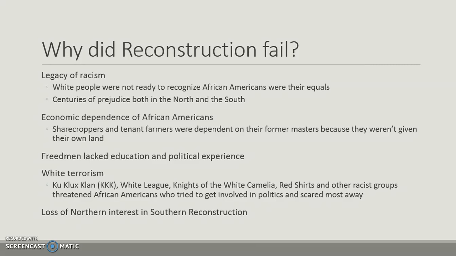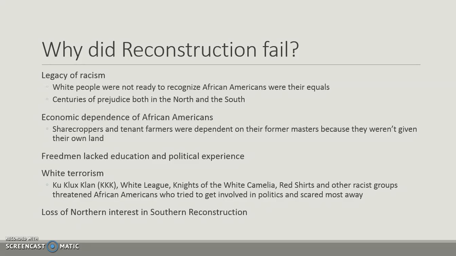The main goal of these racist groups in the South was to threaten African Americans who tried to get involved in politics and scare them away. Those scare tactics are going to work at first, but as time goes on, those groups are going to become more violent, and it's going to lead to lynchings and many other things that are going to affect African Americans for years to come.